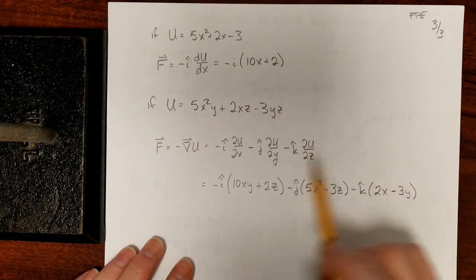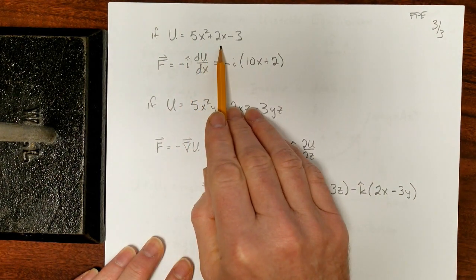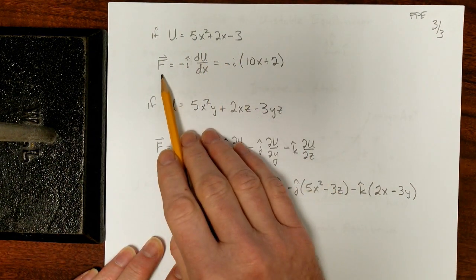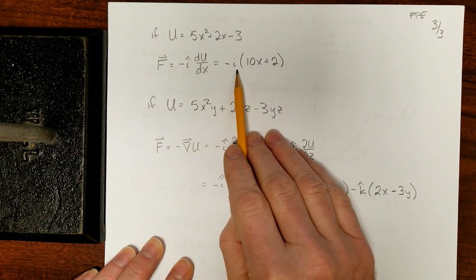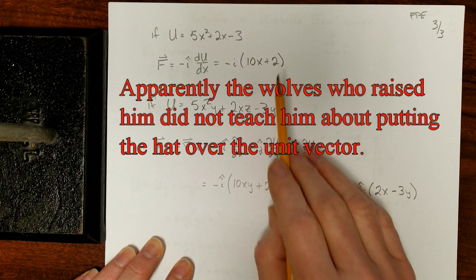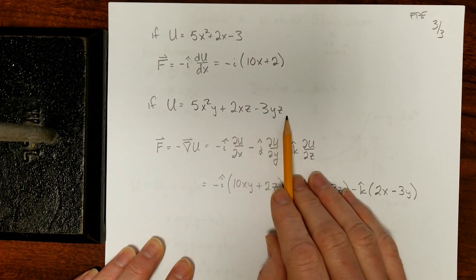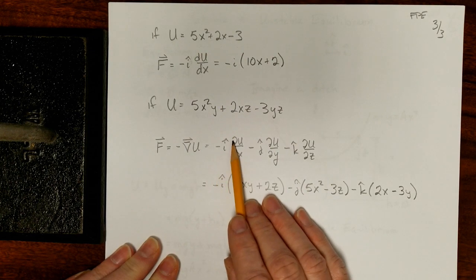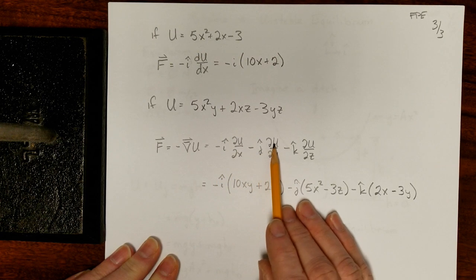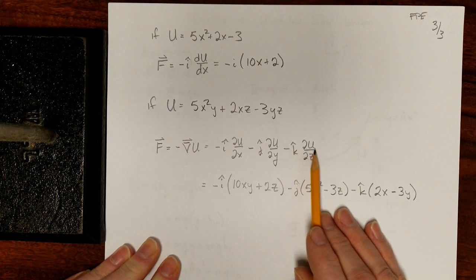For example, if U is equal to 5x squared plus 2x minus 3, then the force involved is negative i hat dU/dx, which is negative i hat times the derivative, 10x plus 2. If we have x and y, so we're now dealing with 3 dimensions here, then we have negative i hat ∂U/∂x minus j hat ∂U/∂y minus k hat ∂U/∂z.